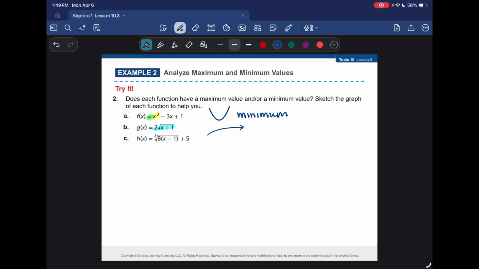So will it have a maximum? No, it's always increasing since it's upward facing. That too is positive, but it will have a minimum value. It will have a starting value, so it will have a minimum.